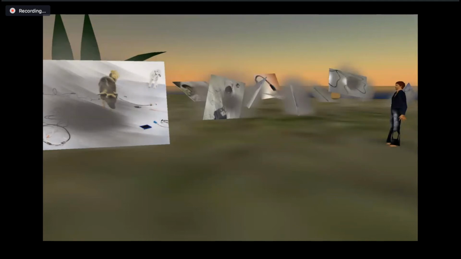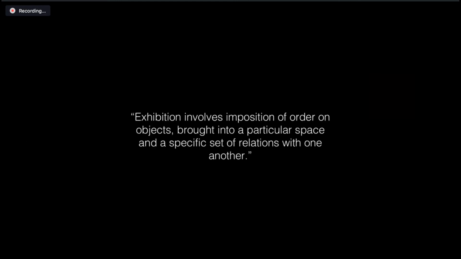In order to think about that question, I went back to definitions of what gallery exhibitions are. And this is a little bit of a straw man definition. It's a museum studies sort of definition. Exhibition involves imposition of order on objects brought into a particular space and a specific set of relations with each other. And I think what's interesting when you look at this traditional definition of the exhibition, these concepts are placed under serious duress in an online context.